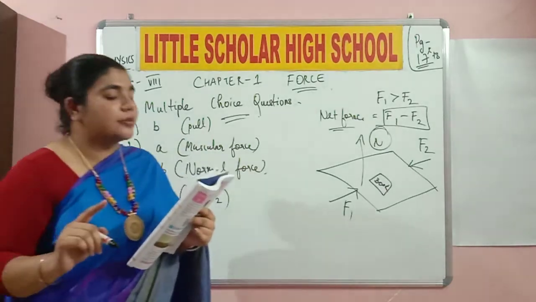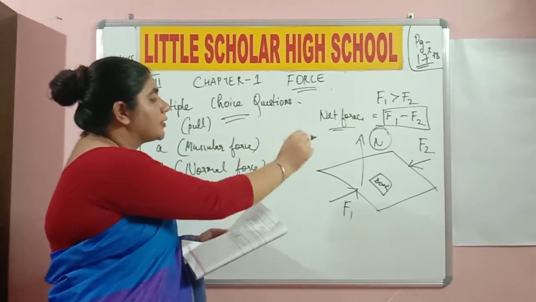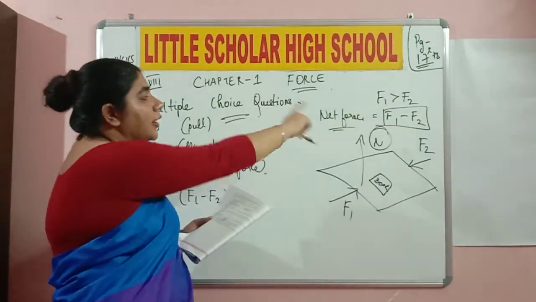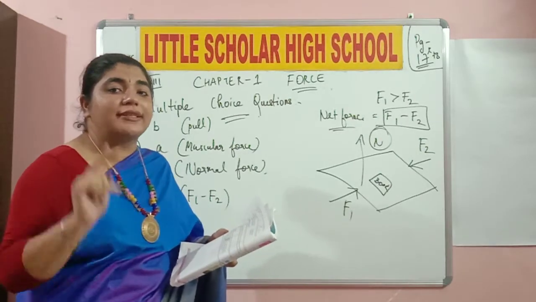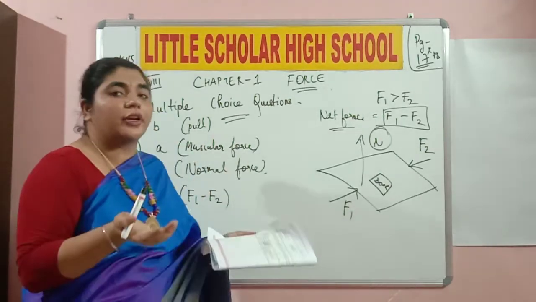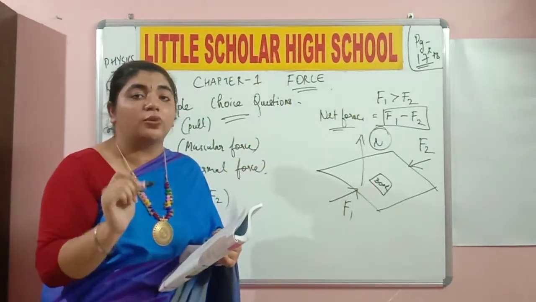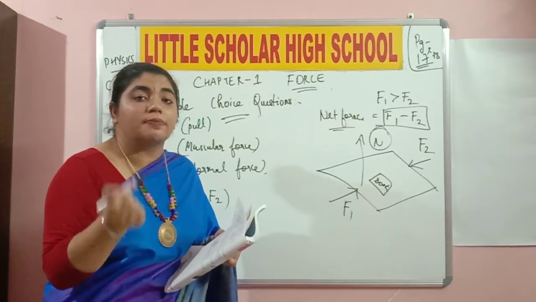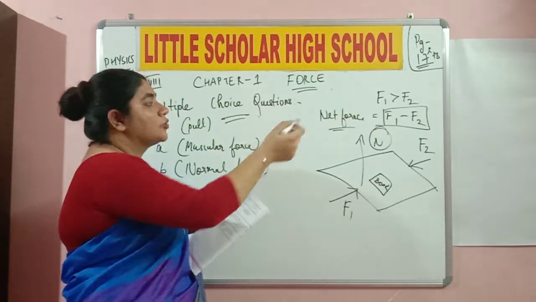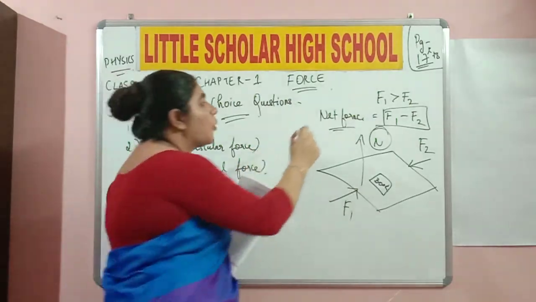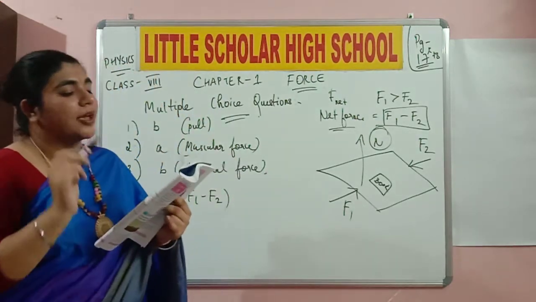I am reading the question again for you. Let the forces F1 and F2 act on the table in opposite directions. F1 is greater than F2. If both were equal, what would be the net force? It would be 0. This means the table is not moving. But they have given us a condition that F1 is greater than F2, and like your subtraction in mathematics, bigger number minus smaller number, the net force will be calculated like that. So F1 minus F2. Net force is also written as F subscript net. That is what they have mentioned over here, F net.